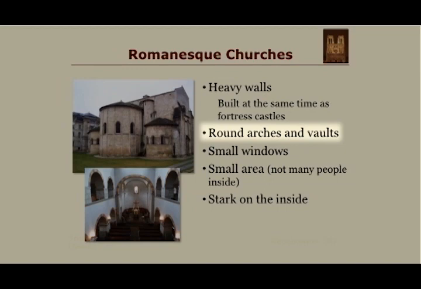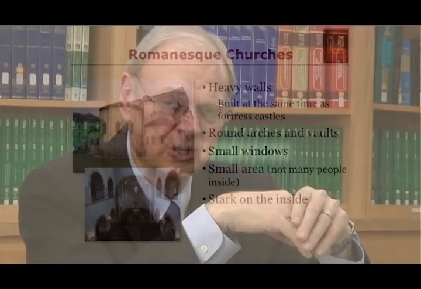The windows were relatively small. The reason is that arches, although they're stronger than other forms such as post and lintel, they still don't let in a lot of light. You have to maintain a relatively small size because if you get too big, then the arch will collapse in the middle.